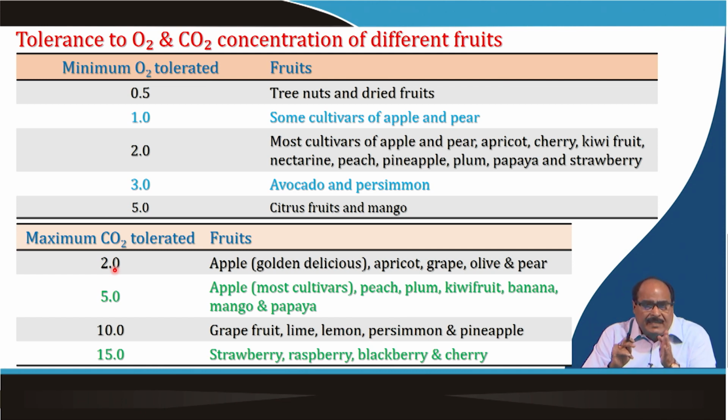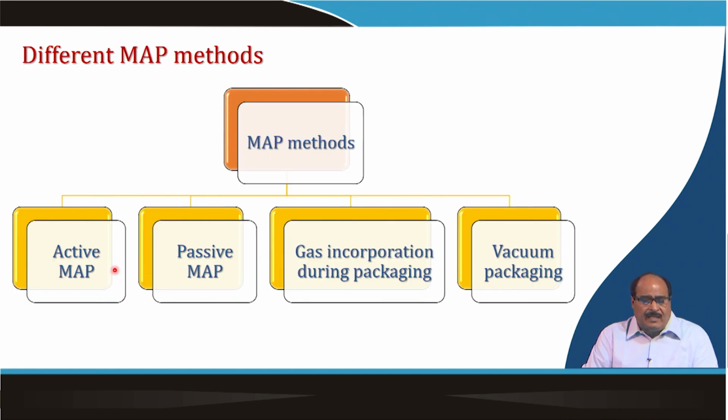Maximum carbon dioxide tolerated: apples, apricot, grape, olive, pear etc. can tolerate 2%. Then some cultivars of apple, peach, plum, kiwi fruit, banana, mango and papaya 5%. Grapefruit, lime, lemon, persimmon and pineapple 10%, and strawberry, raspberry, blackberry and cherry up to 15%. So in the modified atmosphere, the minimum O2 and maximum CO2 should be selected and maintained accordingly for these commodities.